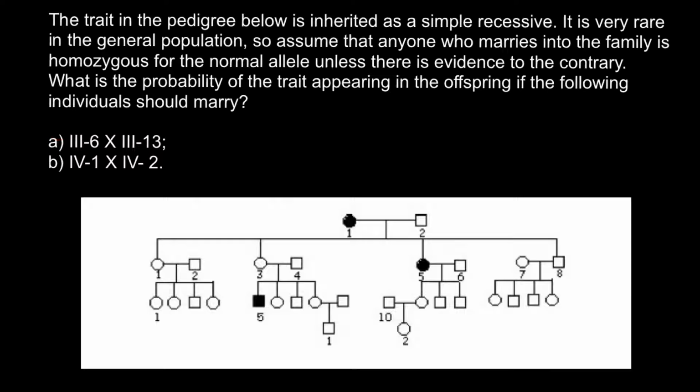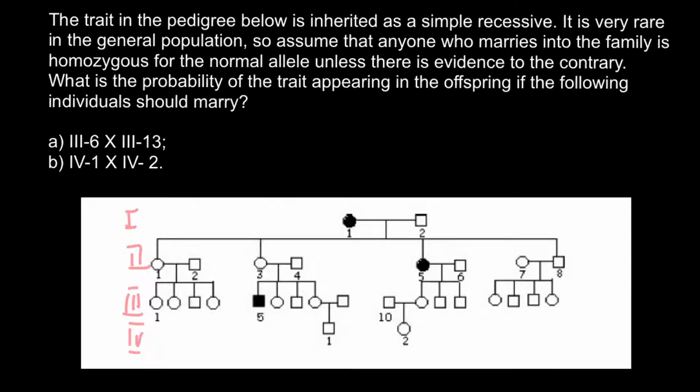And the first question: 3,6 crossed to 3,13. So how many generations do we have here? This is the first generation. Their children are the second generation. Then this is the third generation, and this is the fourth generation. So first, second, third, and fourth. In order to designate generation, in genetics we use Roman numerals.